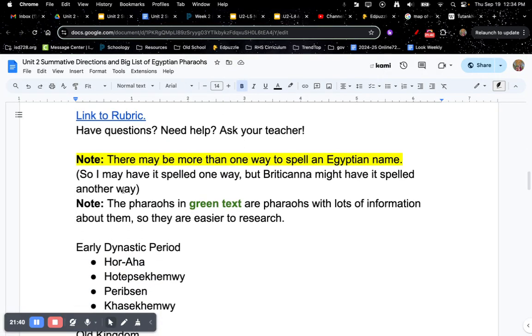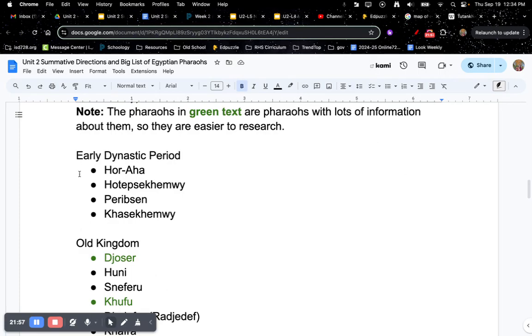Also, something to note is that there may be more than one way to spell an Egyptian name. I may have spelled it one way on this list, but Britannica might spell it another way. And also note that the pharaohs in green text are pharaohs with lots of information about them, so they're easier to research. So right here is the start of the list of Egyptian pharaohs.